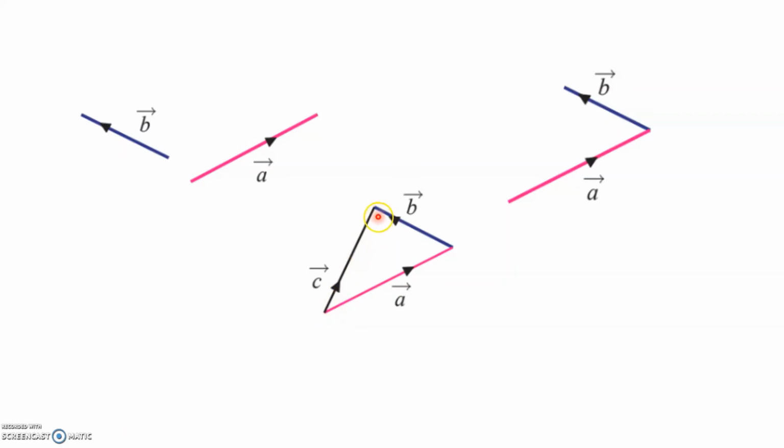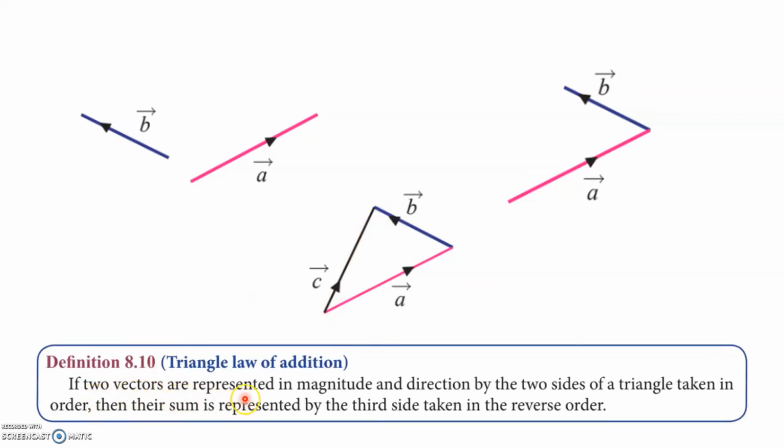So if two vectors are represented in magnitude and direction by two sides of a triangle, then their sum is represented by the third side in the reverse order. I hope this has made the definition of the triangle law easy for you. So that's our triangle law. You don't have to worry anymore about trying to understand it.